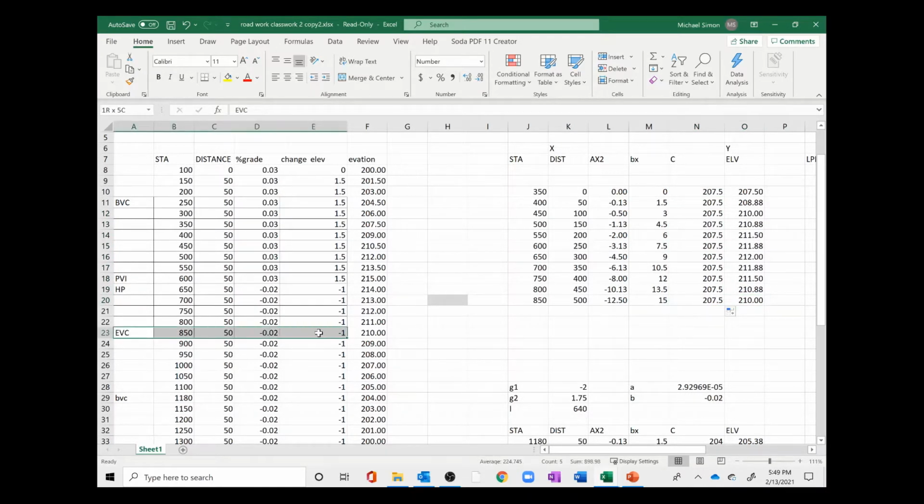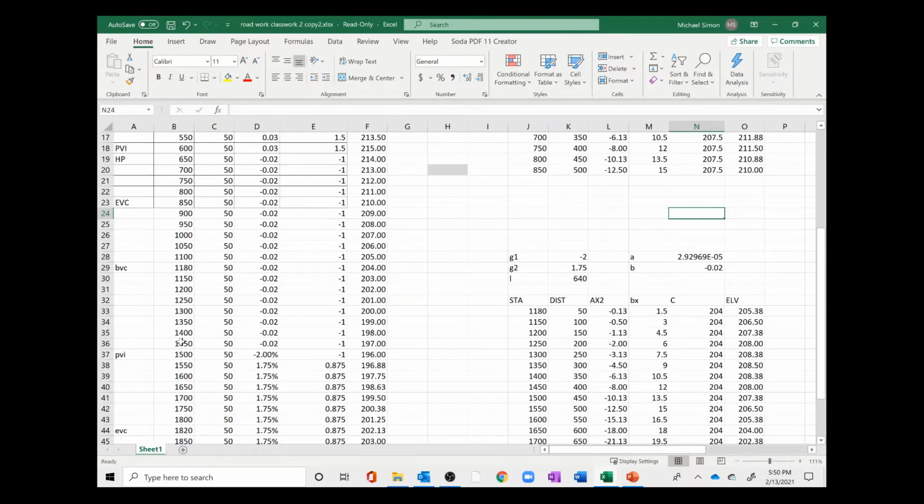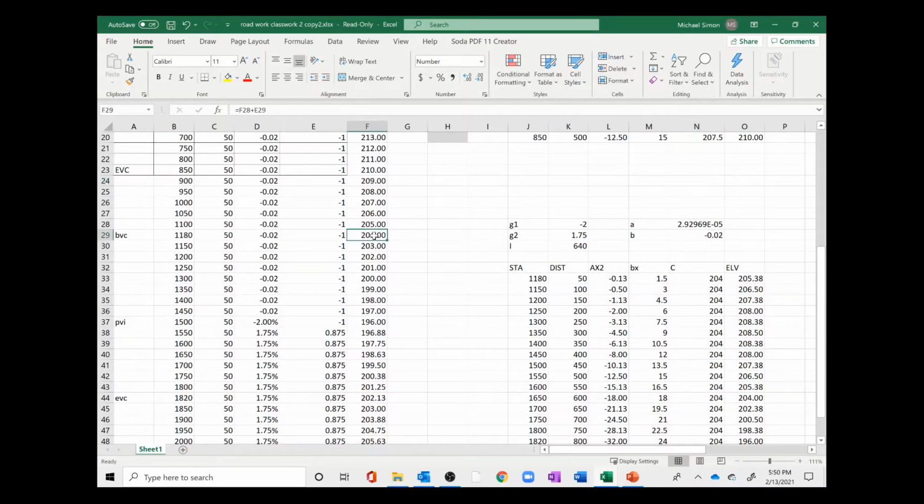Station 850, 210. So your beginning of curve should be here, BVC. That's 207.5. That matches 207.5. And 210 matches 210. Okay, let's see what we did over here. Station 1180, 204. That's good.